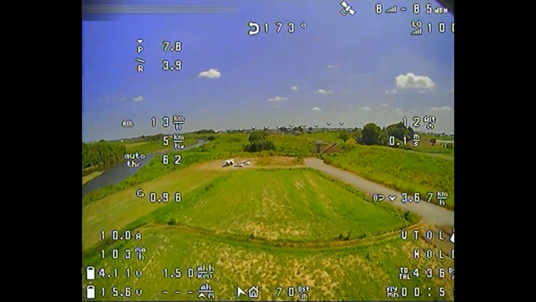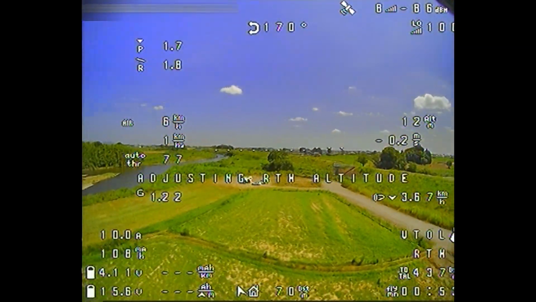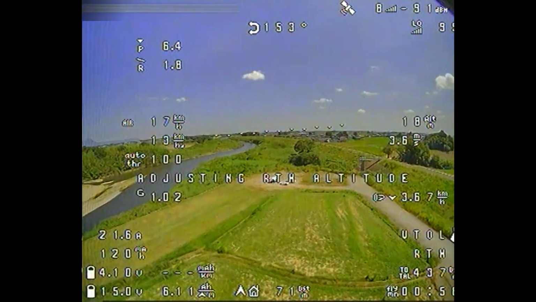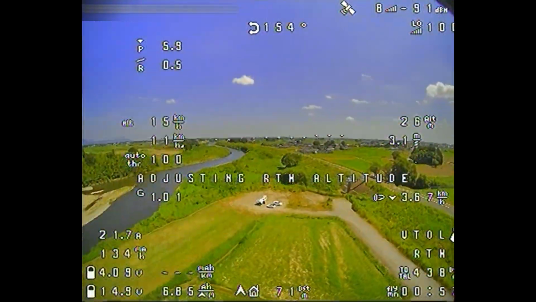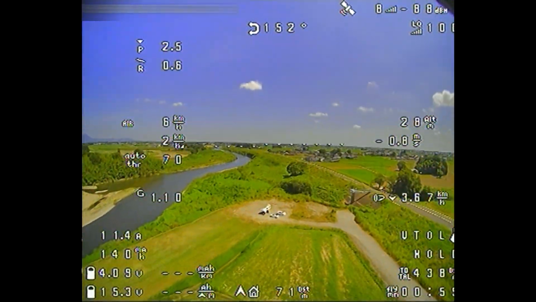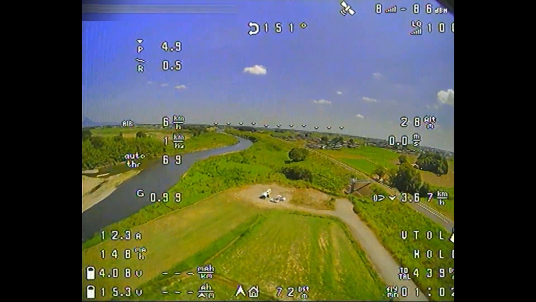I also tried the navigation mode. Here I have enabled the position hold mode and the return to home mode, and the position hold mode again.